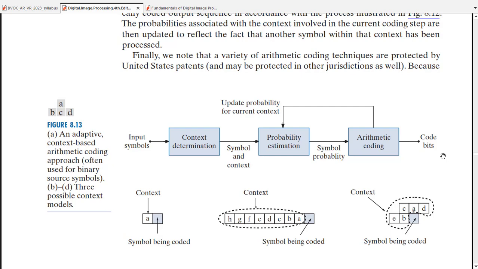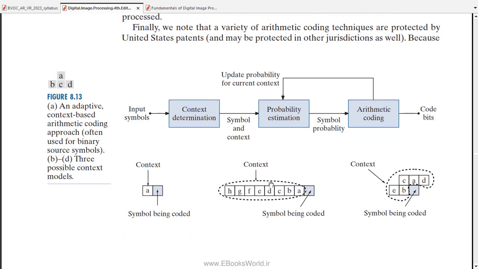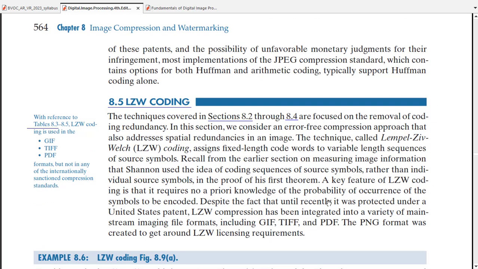The code bits will be generated because that context means the connection of the symbols being coded, and each and every time the context is being coded from the particular information, and finally the context with one symbol coded. How this is generated from the type of arithmetic coding.